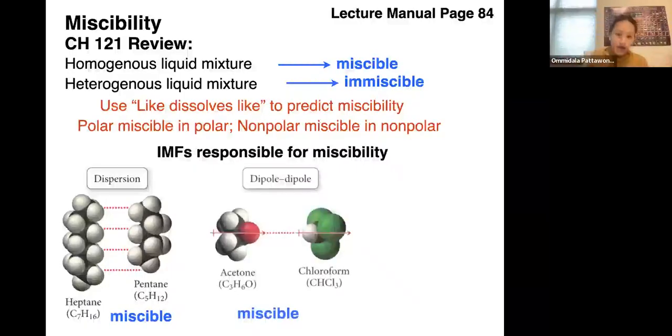We say that they are miscible in each other. Now, if you take a look at acetone and chloroform, you will see that both of them are polar molecules. That means the interaction between these two is going to be dipole-dipole.